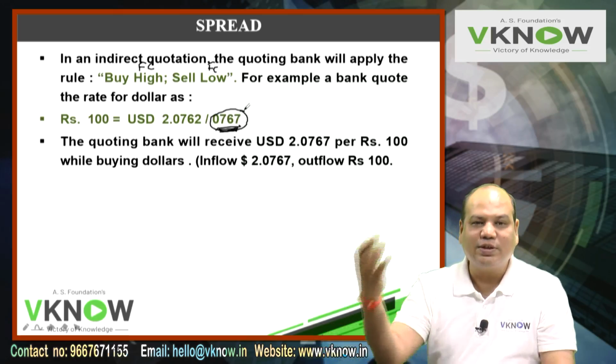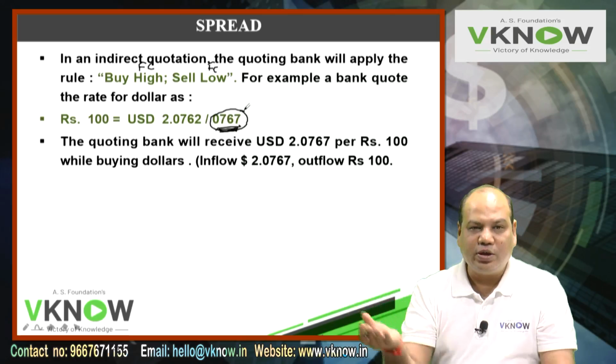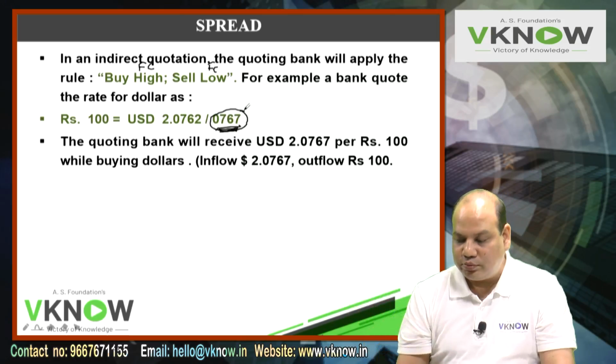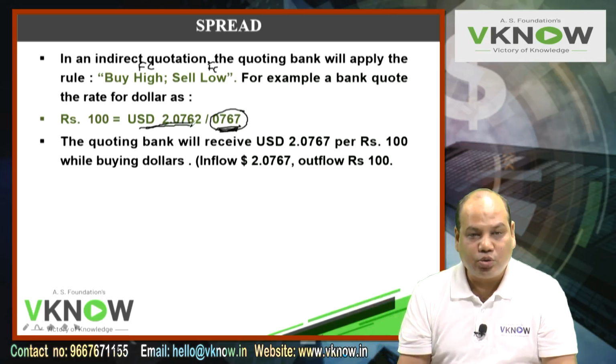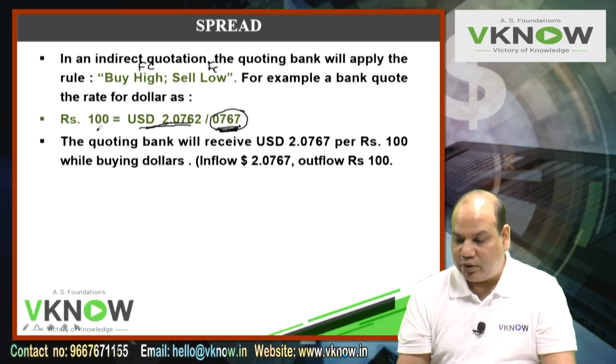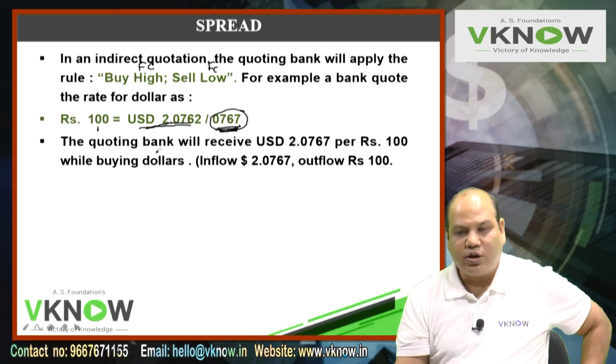So it receives $2.0767 and pays 100 rupees. Sell low. Sell low means the bank will give you $2.0762 and the bank will receive from you 100 rupees. Let us read this note, then we'll take a tabular format to understand.